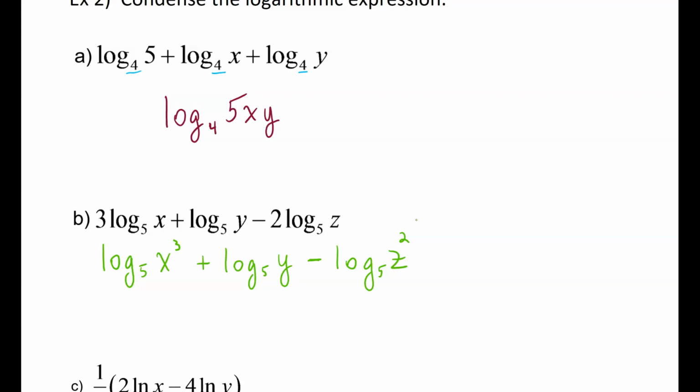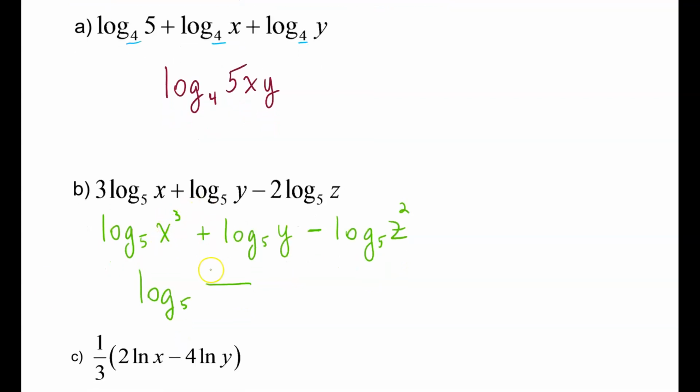Okay, so continuing on here, again, because I have a minus in front of that log, I know that I'm going to have a fraction in my argument. So I'm going to put my log base 5, go ahead and make my fraction bar. Everything with the plus sign in front is going to be in the numerator. So x cubed goes to the numerator. There's a plus in front of the y term, so that y also goes to the numerator. And then there is a minus in front of the third term, so that argument goes to the denominator. So we get log base 5 of x cubed y over z squared.